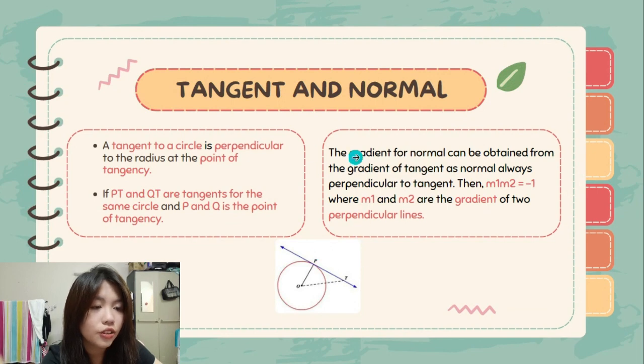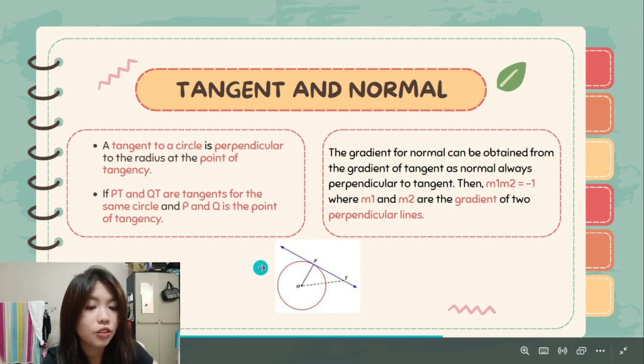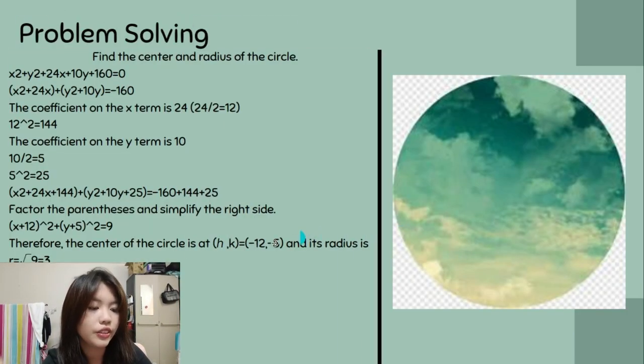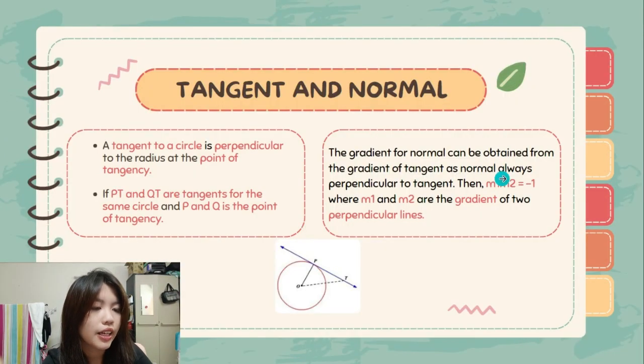The gradient of the normal can be obtained from the gradient of the tangent, as the normal is always perpendicular to the tangent. Then m1 times m2 equals negative 1, where m1 and m2 are the gradients of two perpendicular lines. So if we want to find the gradient of one of the lines, tangent or normal, and the gradient of the other is already provided, we can use the equation m1 times m2 equals negative 1.